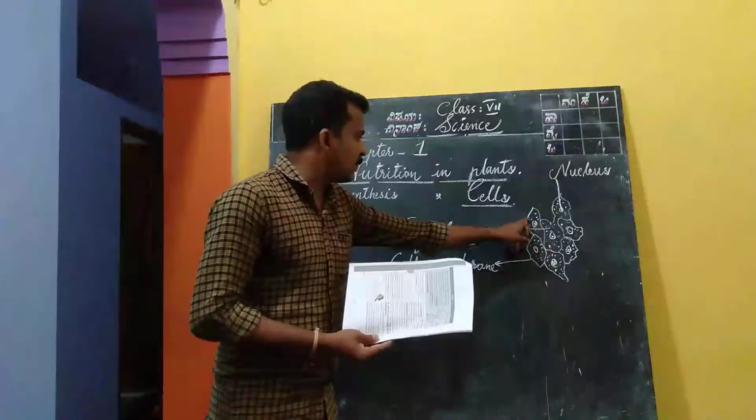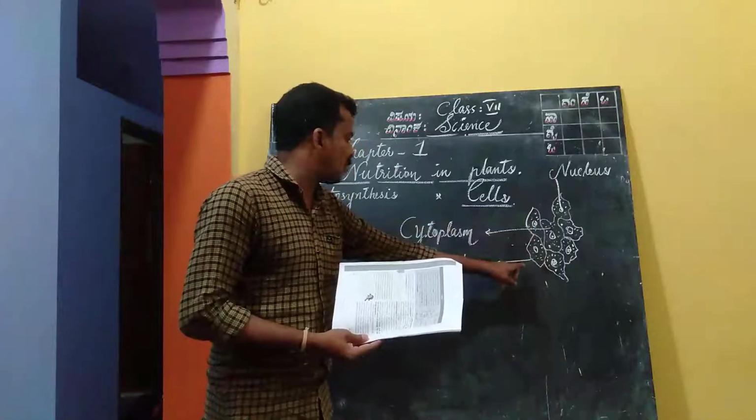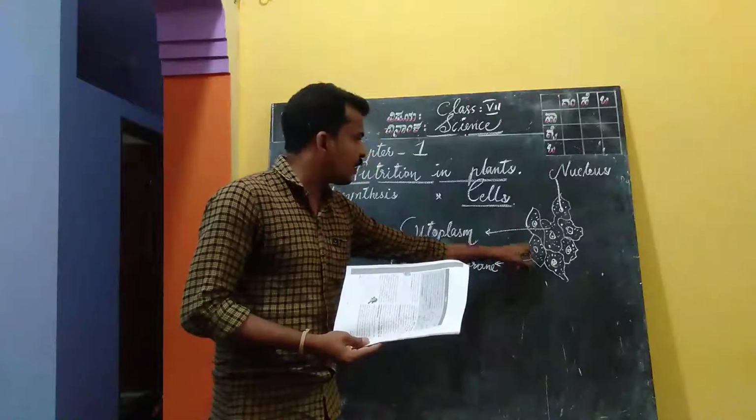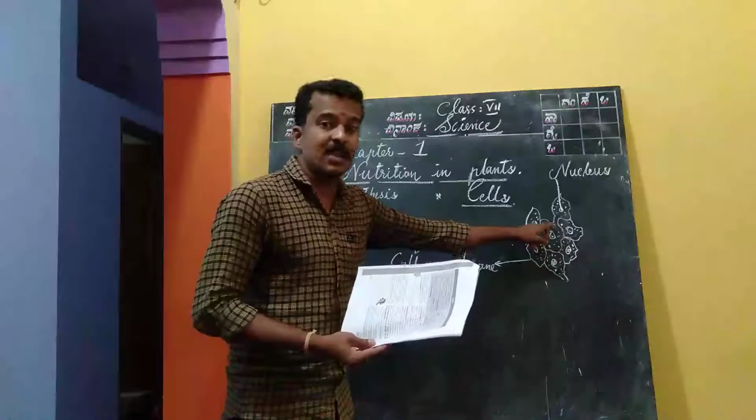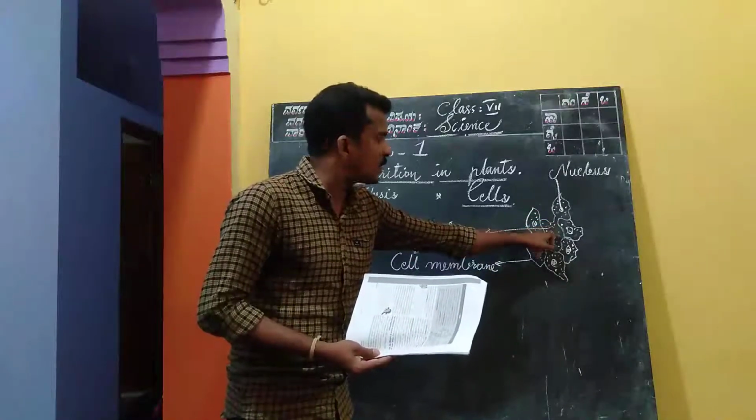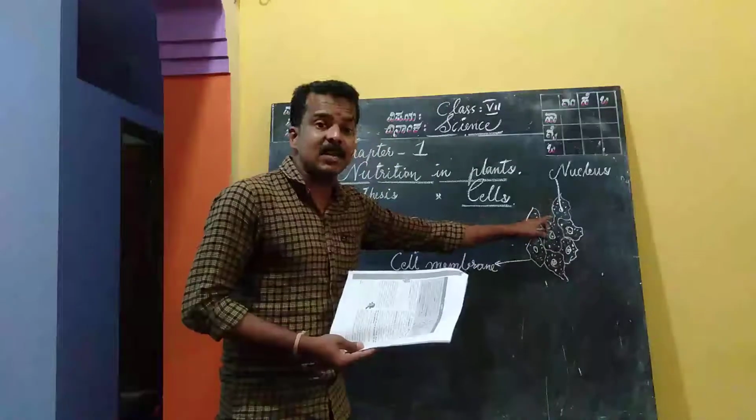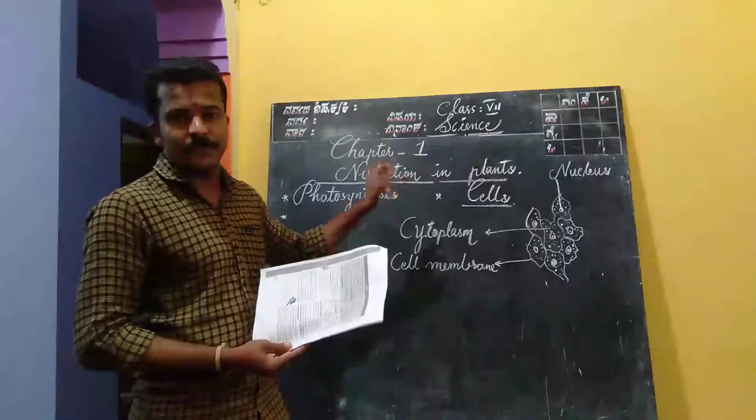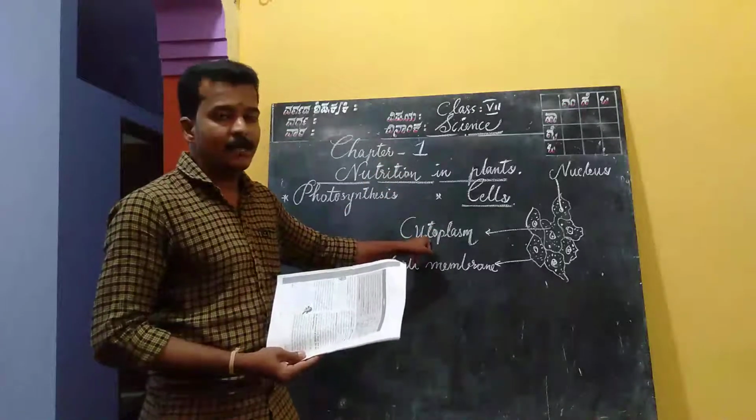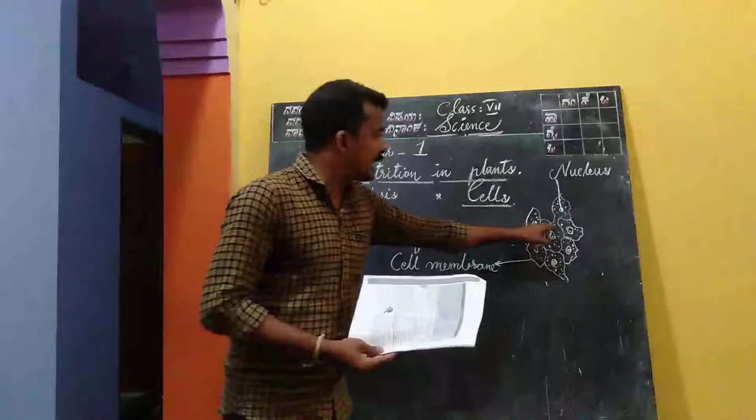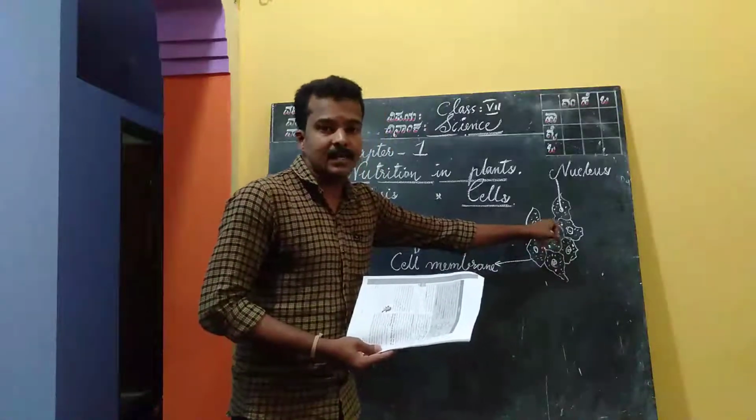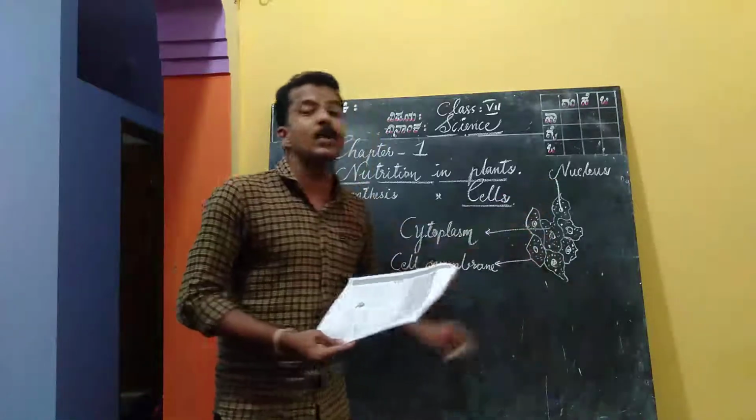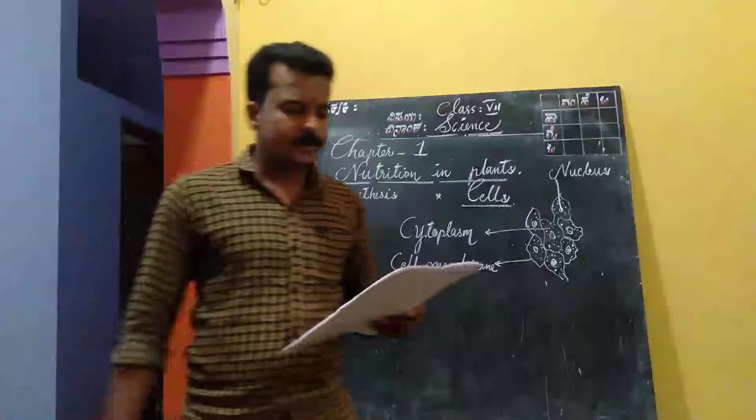The structure is drawn on the board. This covering part, the border, is called the cell membrane. And you can see a jelly-like structure inside, and that is called the cytoplasm. It is one of the most important words for you. So cytoplasm, what is that? The jelly-like structure inside the cell is called the cytoplasm, and the center part is called the nucleus, and that is what I am going to read now.